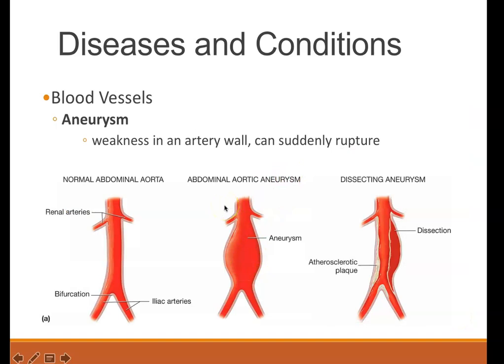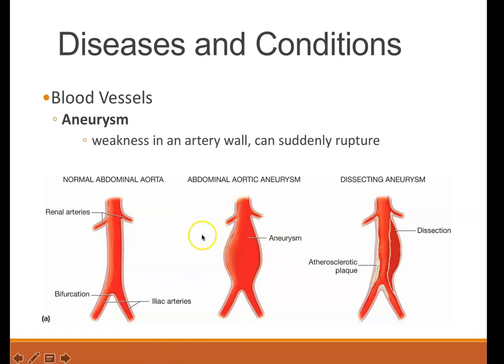Some conditions of the blood vessels. An aneurysm is a weakening of the wall of the blood vessel. And what can happen is those weakened walls can rupture and you can have internal bleeding. Depending on which artery we're talking about, that can be minor or it can be very serious. The most serious type of aneurysm is called a triple A. It's an abdominal aortic aneurysm, and it's in the abdominal aorta, that big, thick, hose-like vessel that runs down the abdomen.